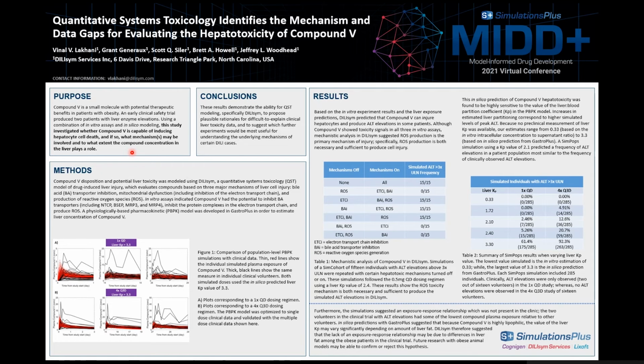And if their compound was the primary driver for that cell death and those ALT elevations observed, what mechanisms might their compound be triggering, and to what extent does the compound concentration play a role in the liver?